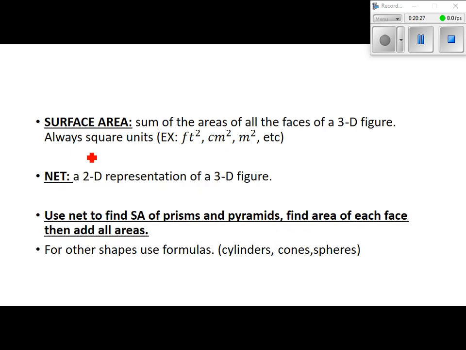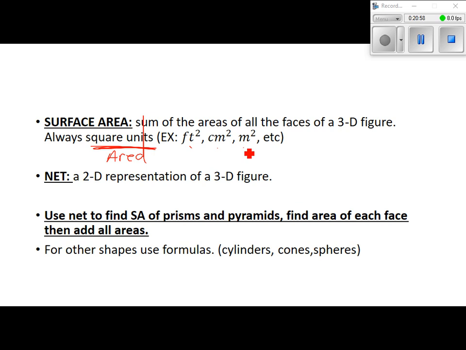Surface area. Fill in what you need to fill in on this part. Surface area is the sum of all the faces of a 3D figure, and it's always in square units because it's area. So feet squared, centimeters squared, meters squared, and so on. Whenever you're finding the surface area, find the area of each face and then add them all together.